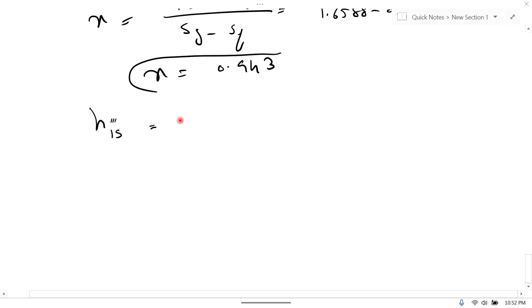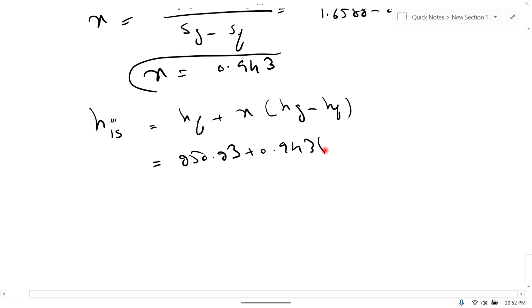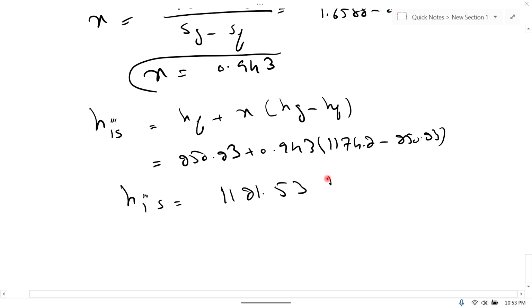Now we can find H1 triple dash S, which is equal to Hf plus X times (Hg minus Hf). The value of Hf is 250.23, the value of X is 0.943, and Hg minus Hf is 1174.2 minus 250.23. So H1 triple dash S is equal to 1121.53. This is the ideal enthalpy at the low pressure turbine.